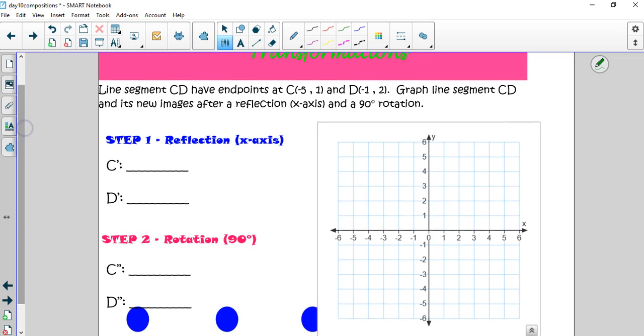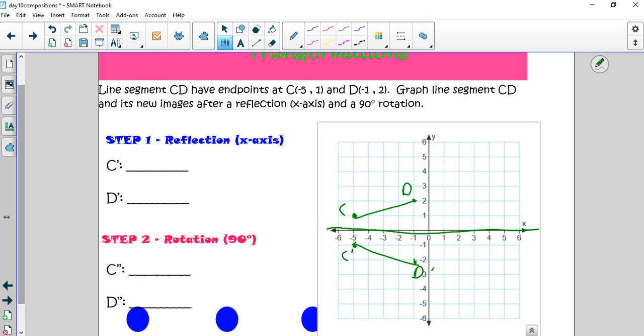Okay, line segment CD has endpoints at C (-5, 1) and D (-1, 2). Graph it after a reflection over the x-axis and a 90-degree rotation. So first off, we're going to reflect it over the x-axis, which is right here. So C was 1 above, C prime is 1 below. D was 2 above, D prime here is 2 below. Now it has been reflected.